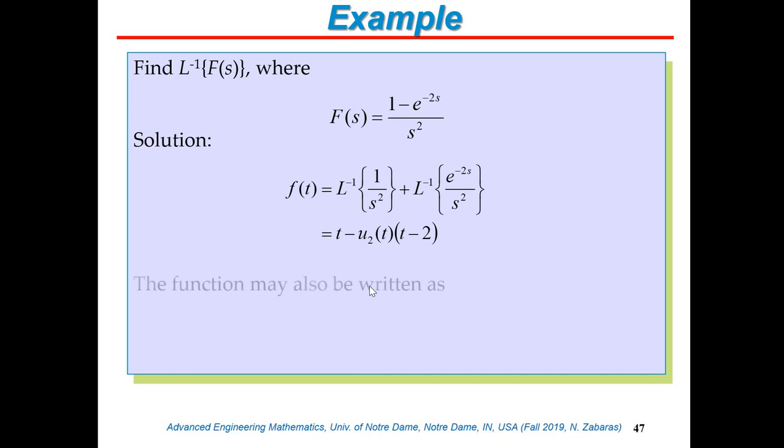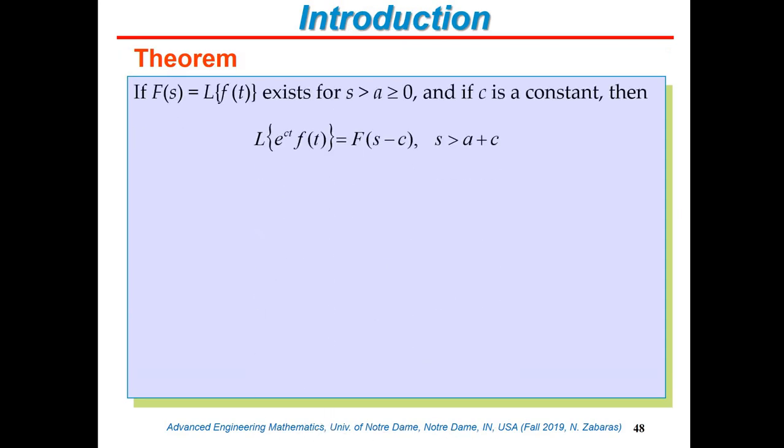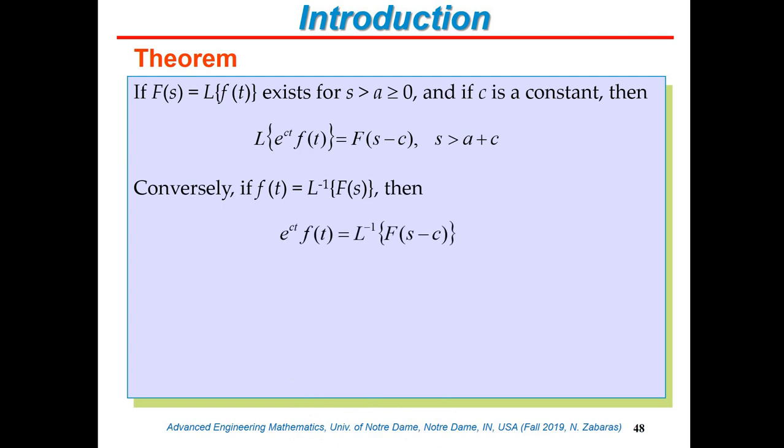And if you expand this, for t less than 2, the second term is 0, so you get t. For t greater than 2, this is 1, so you have t minus t cancelled, so you get 2, and that's the answer to the inverse Laplace transform. This is a very important theorem that we're going to use often in our calculations.